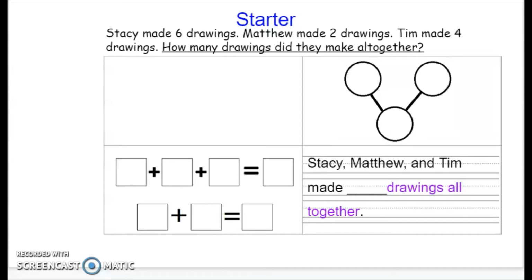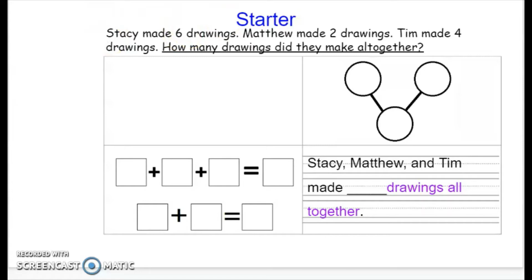Stacy made 6 drawings. Matthew made 2 drawings. Tim made 4 drawings. How many drawings did they make all together? Based off of our question, I think that they are asking us to solve for the total or the whole. Now let's go back to the beginning so that we can begin drawing our picture.